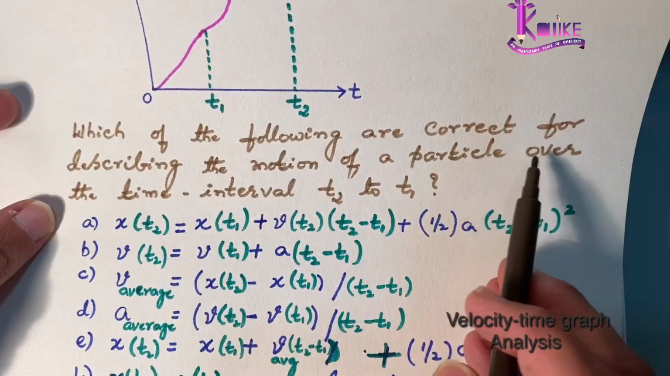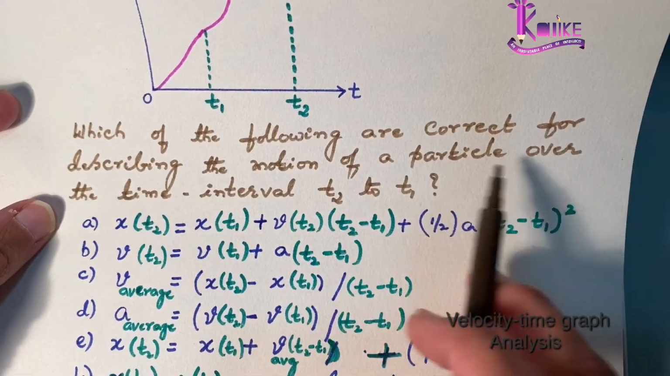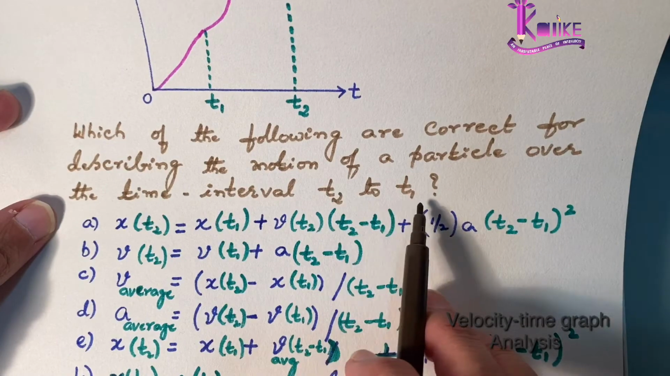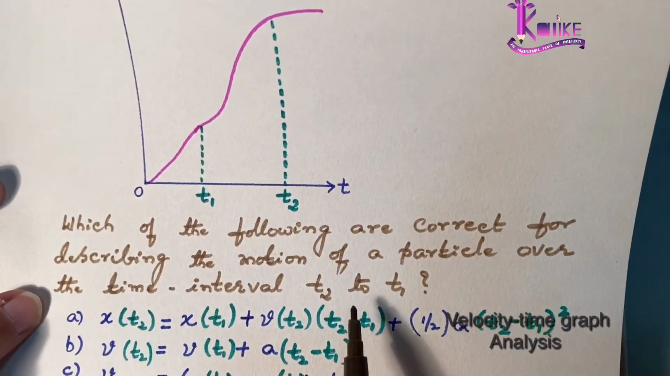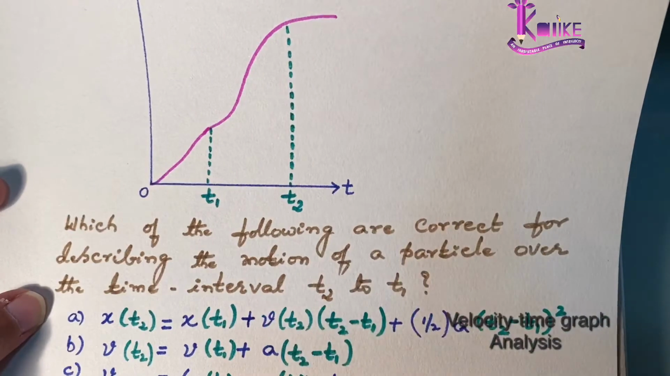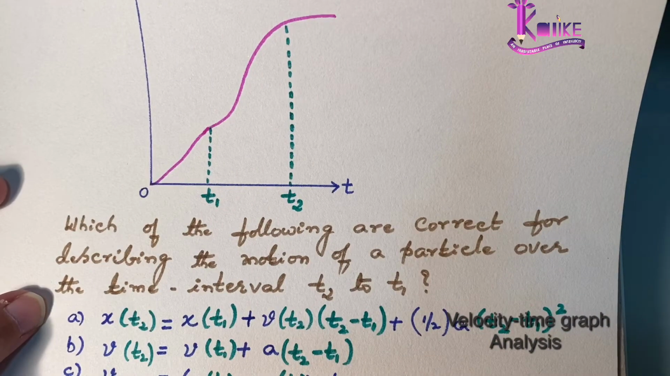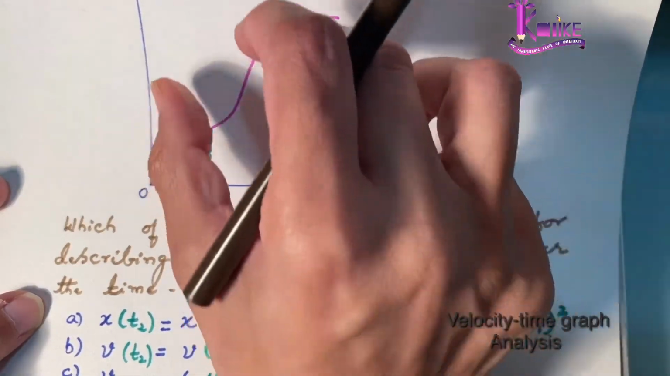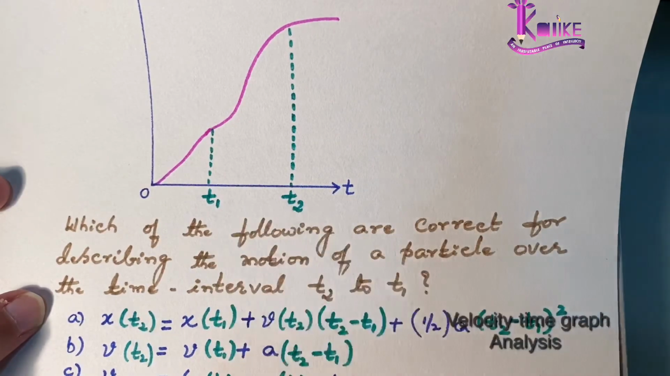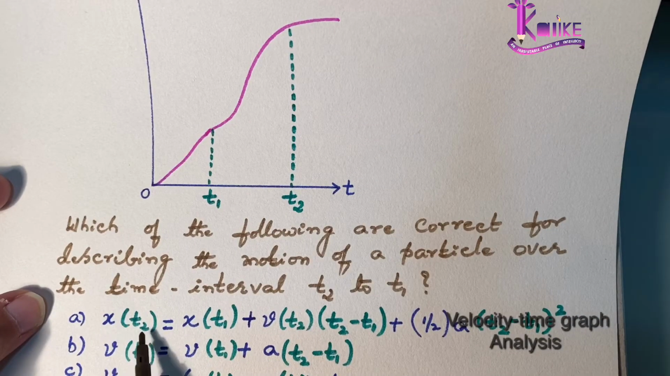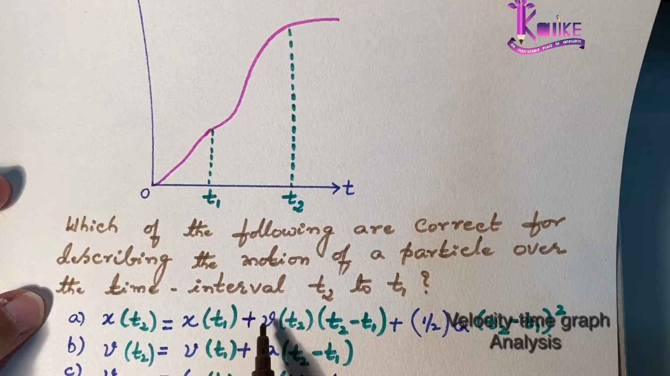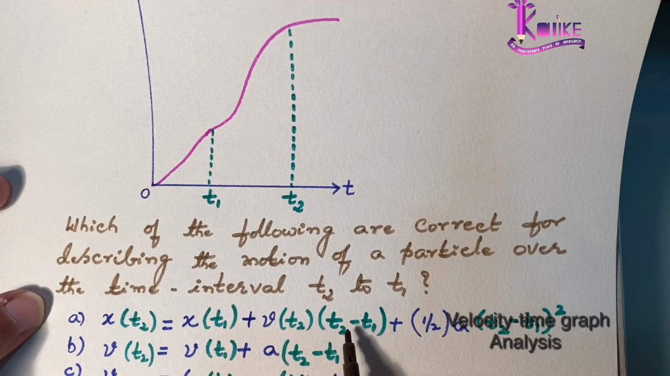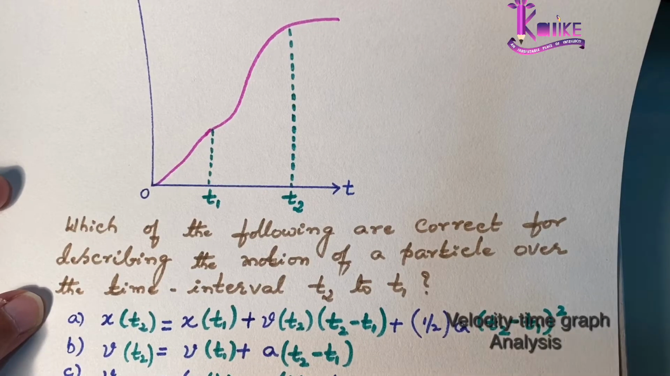Which of the following are correct for describing the motion of a particle over the time interval t2 to t1? Over this time interval, certain equations of motion are mentioned, and you have to find out which of these equations would describe the motion encompassed during this time delta t. So the first one is x of t2 is equal to x of t1 plus v of t2 into t2 minus t1, minus half a into t2 minus t1 whole square.